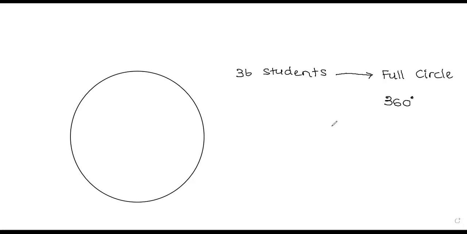The full circle means 360 degrees. So if I want to show one student, how many degrees should I consider? How do you get it, children? 360 divided by 36 gives me 10 degrees. So if I want to show one student in this circle, I take 10 degrees. If I want to take 36 students, then I am going to have the full circle. That is the basic concept you should have in your mind when you are dealing with the pie chart.